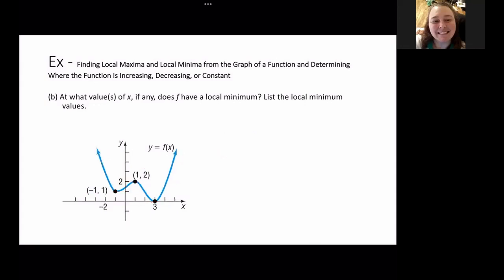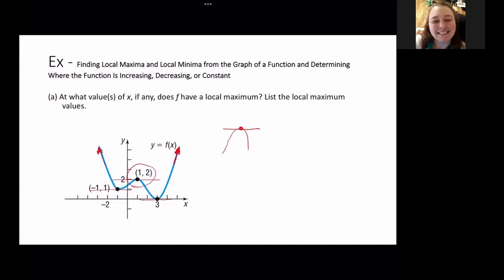So the local maximum value is f of 1 equals 2, or the ordered pair (1, 2). That's your x and your y. It's increasing before, decreasing after. You can see right there on the picture.